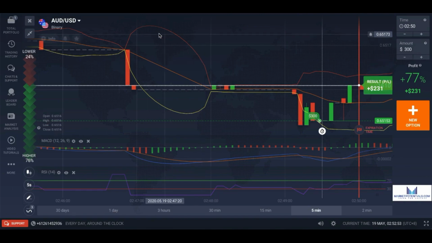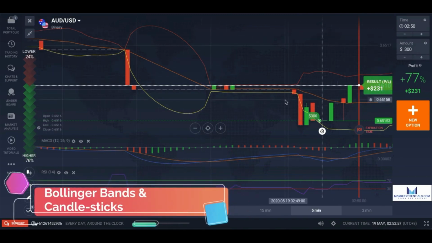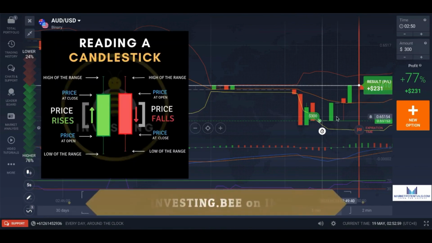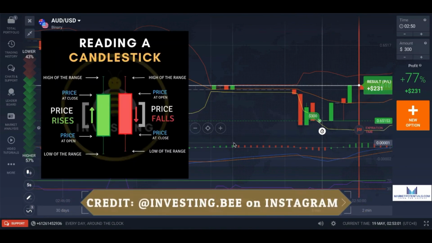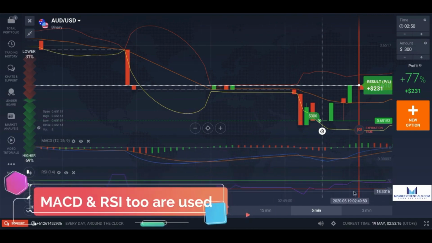Now, I've got the Bollinger Bands, which basically encompasses the trading chart. The red and the green are just the candlesticks, guys. It's just basically the price movement. You can actually just Google that if you want an indication of what it actually means. And you've got the MACD, which is the moving average convergence divergence, and the RSI, relative strength indicator.